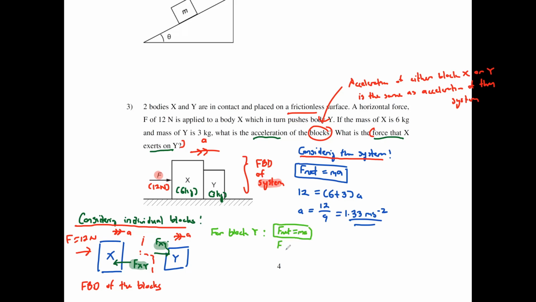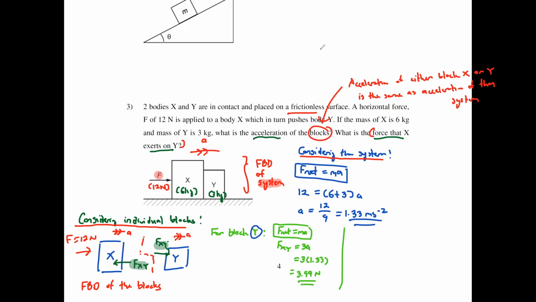I will say that Fxy equals 3a, which is 3 times 1.33, giving you 3.99 Newton. Okay, so this is if I'm talking about block Y.